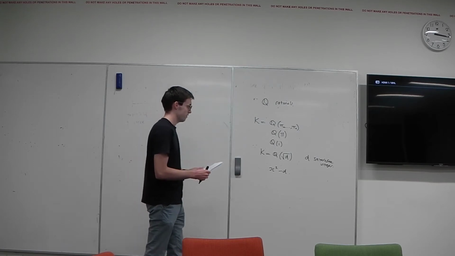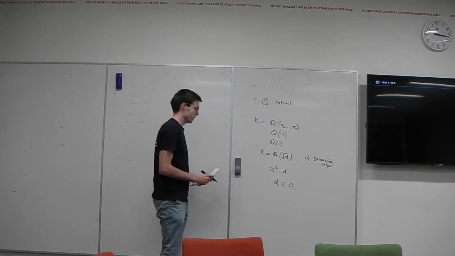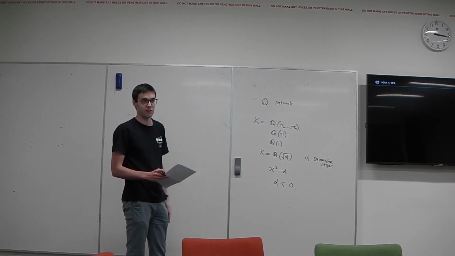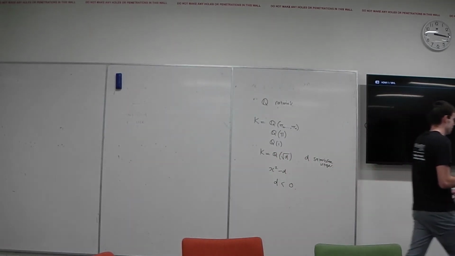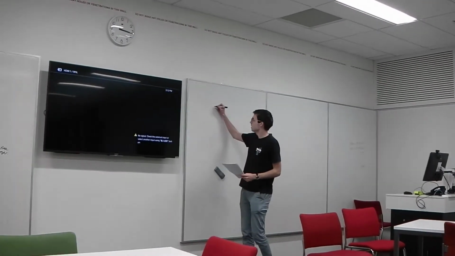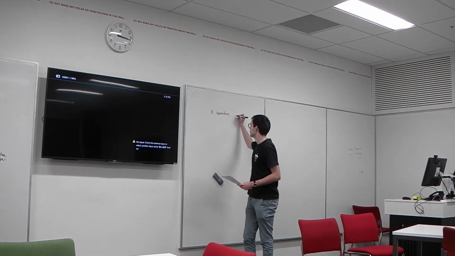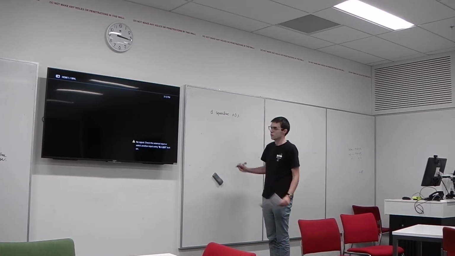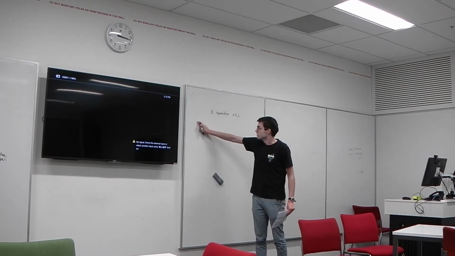Now, additionally, if D is negative, then we're going to call this an imaginary quadratic number field. So this is the definition of an imaginary quadratic number field. And if we let D run over all of the square-free integers that aren't equal to 0 or 1, then this will be every quadratic number field. So these are the only possibilities for a quadratic number field.